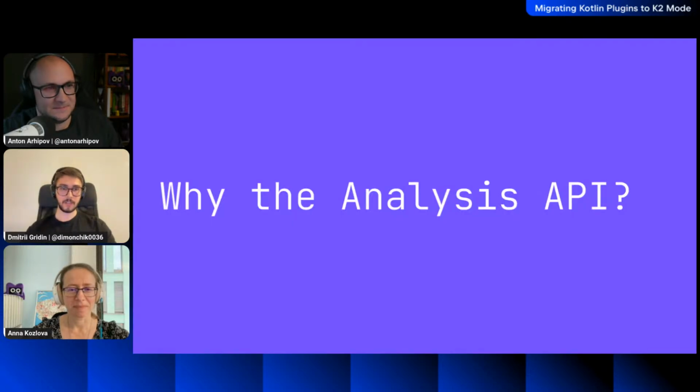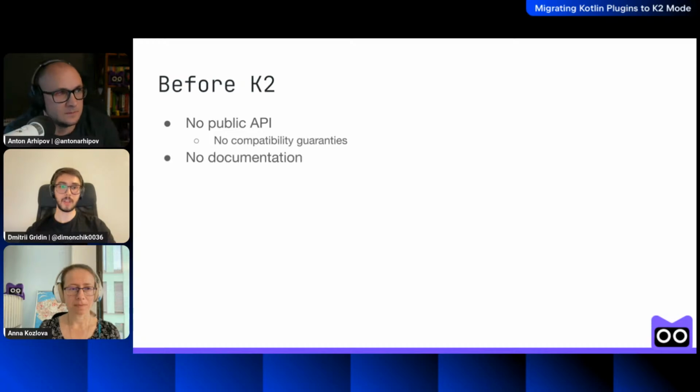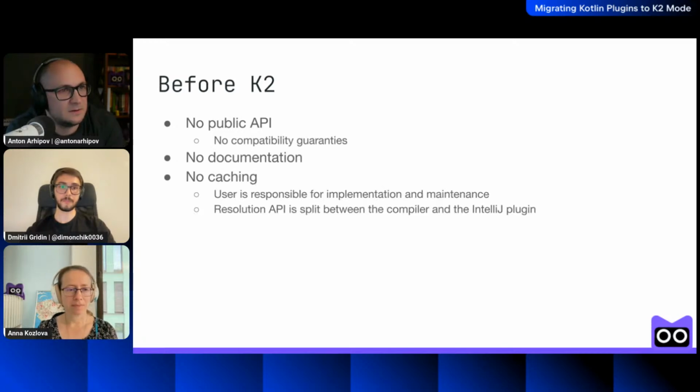So yeah, and here's the question: why the Analysis API? Which problems did we have? Before K2, there was definitely no public API, so no compatibility guarantees, as I said before. The IntelliJ plugin, for instance, just called everything it could from the compiler, and it could be broken at any time. Because of it, there was no documentation, just because it's internal API.